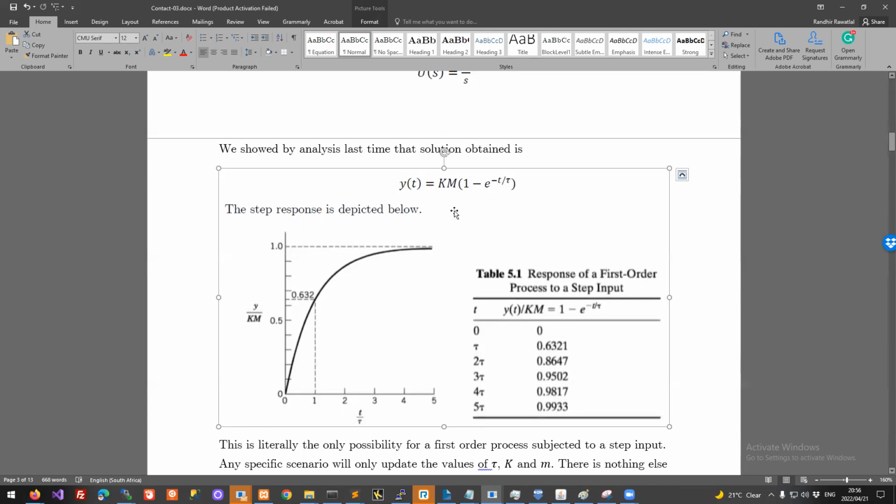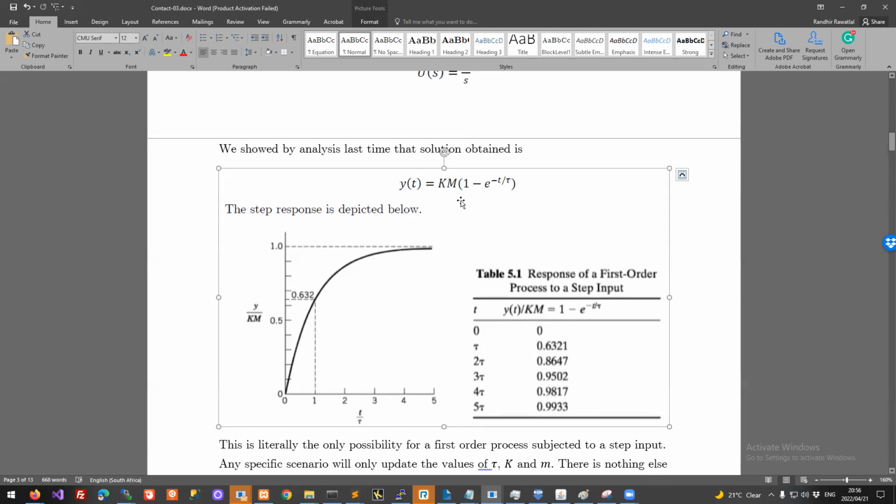If you think about this equation, the only thing this equation is ever going to do is to go up exponentially and then saturate at some value. So it's always going to be a curve like this, right? When you look at an equation like this, you realize this is the only possible behavior, that the moment you apply a step in a first order process, it is just going to steady out at some new value.